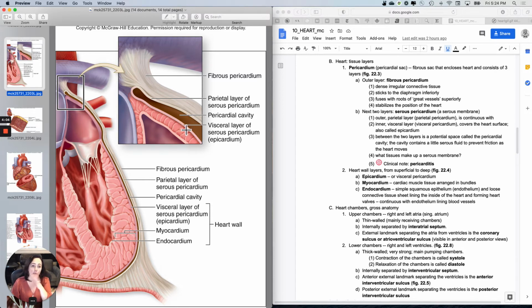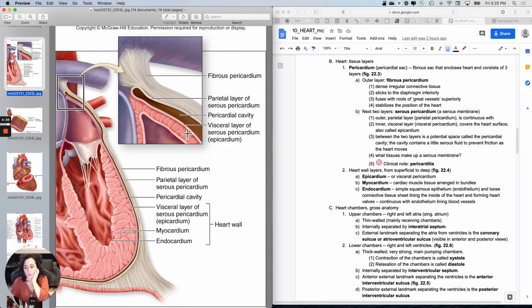And the parietal and visceral pericardium are continuous with one another, and between them is the space that we call the pericardial cavity, which on a good day should just have serous fluid in it. And the tissues that make up the serous membrane, remember, were a modified simple squamous epithelium with secretory capacity, and then areolar connective tissue underneath that. So the other name for the visceral pericardium is epicardium. That's a very commonly used name just for the visceral pericardium.